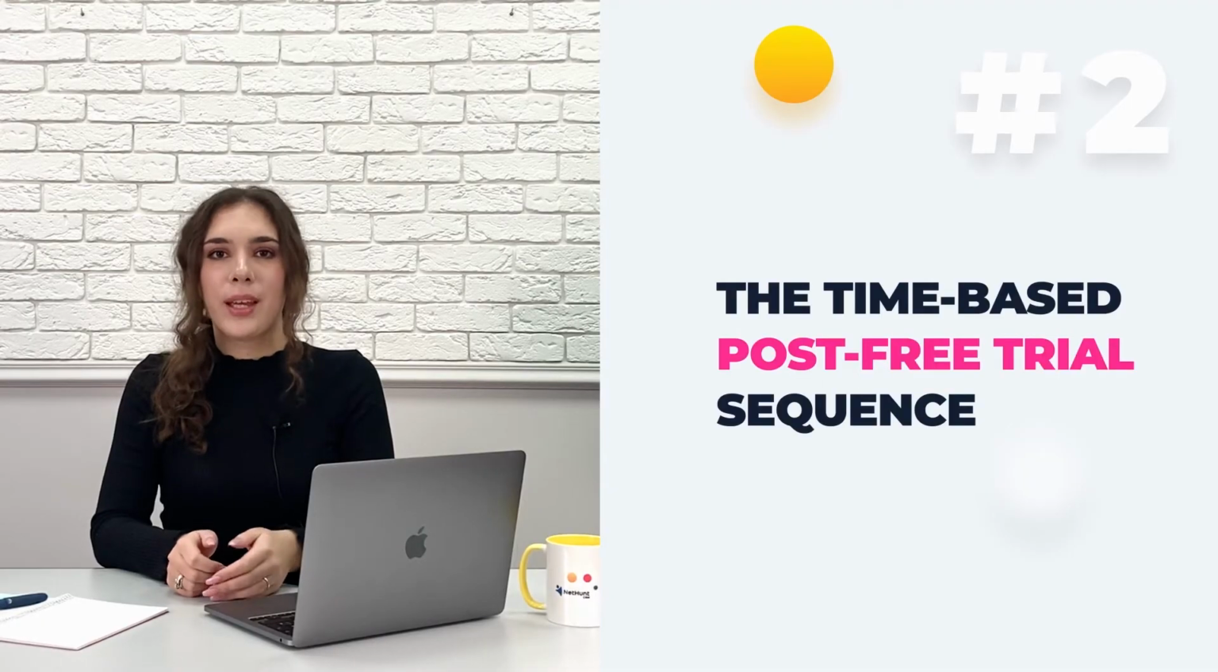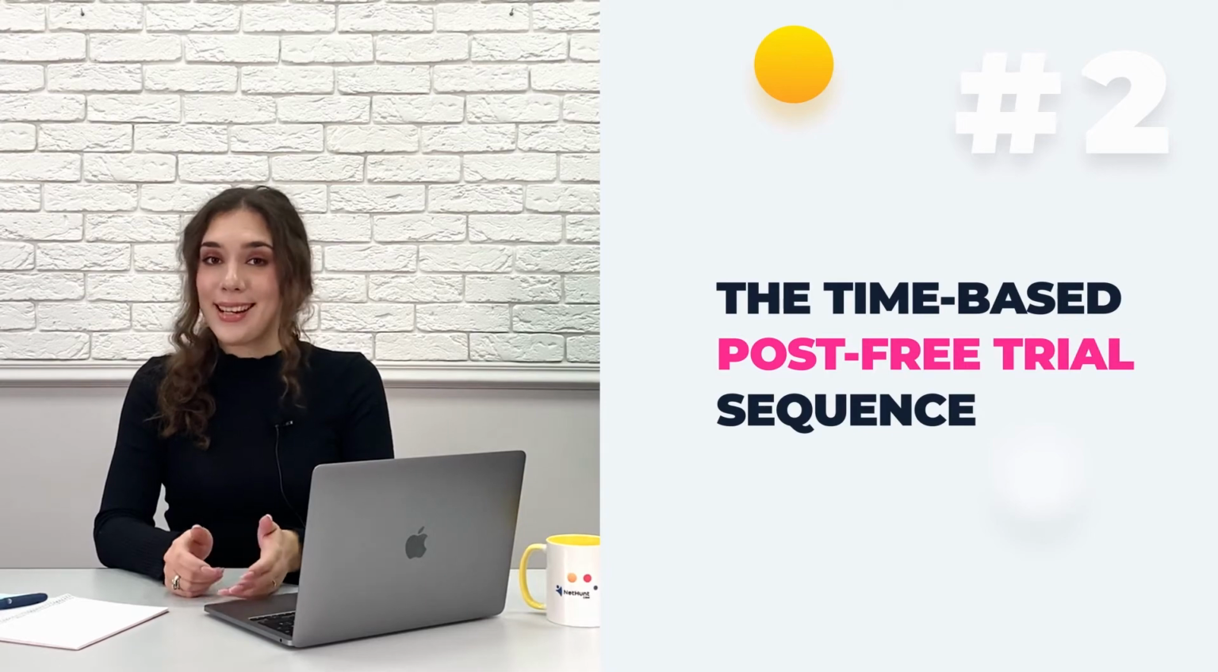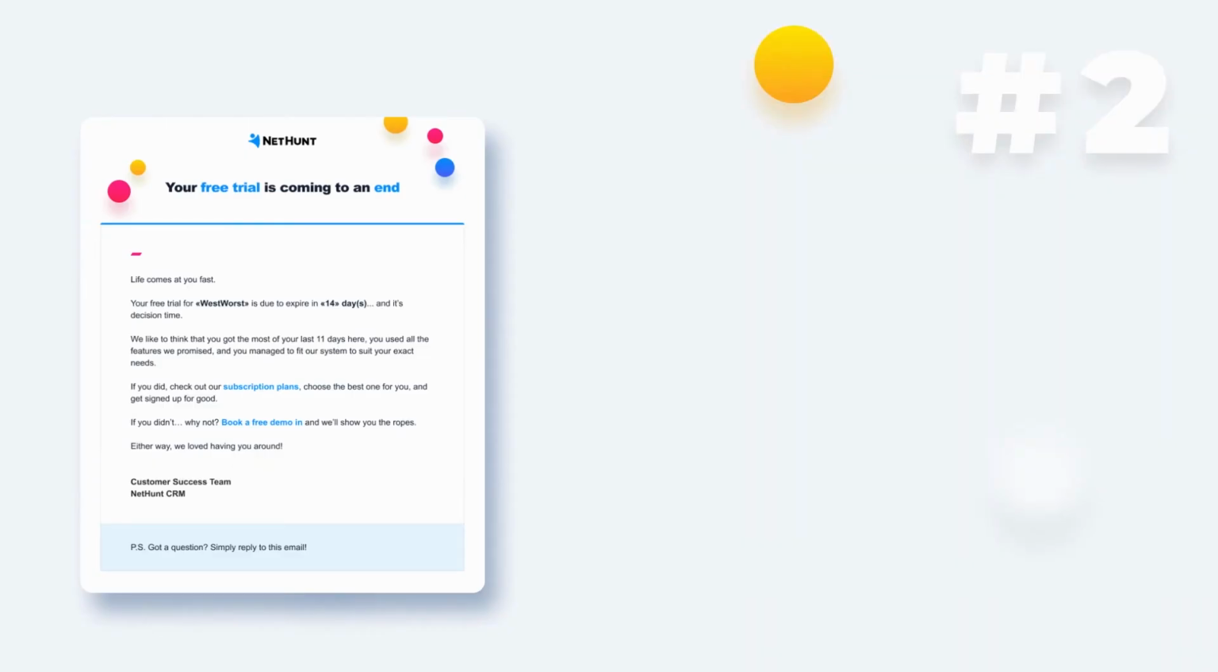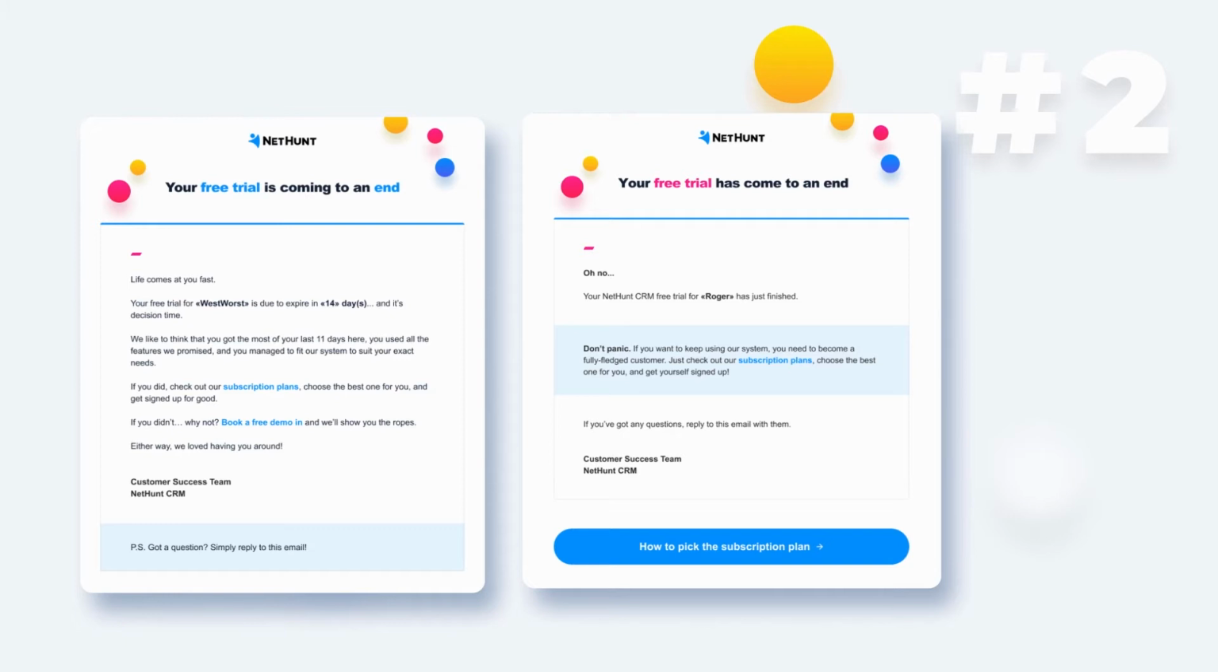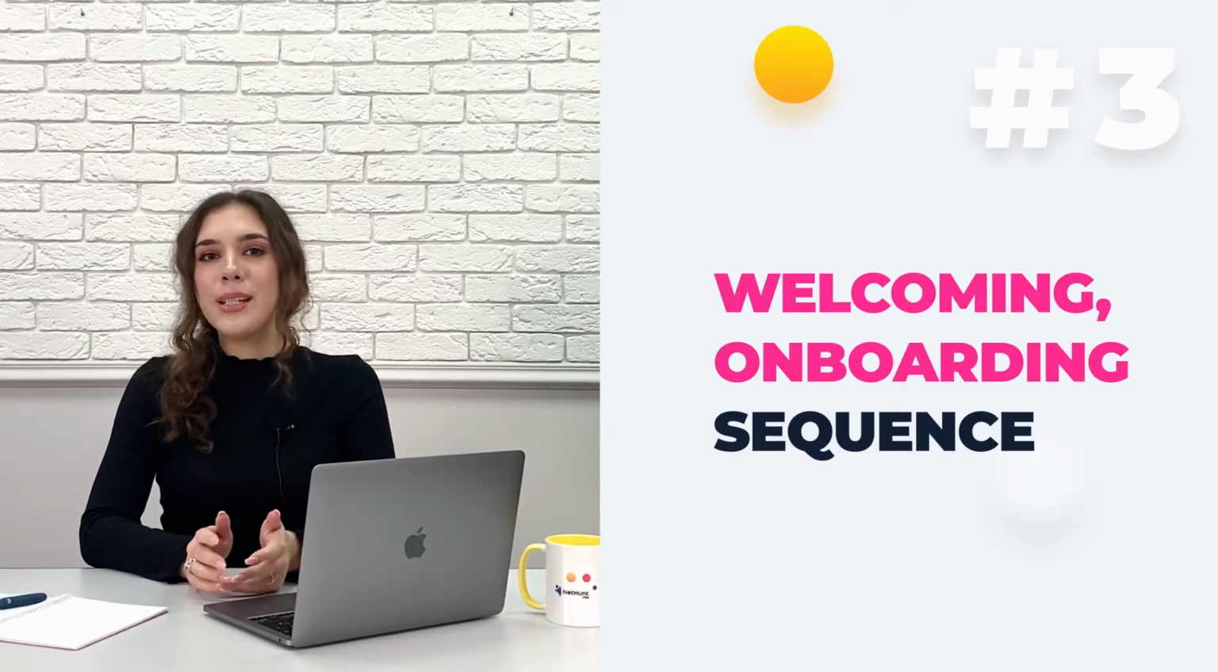Sequence number 2, the post-free trial sequence, a time-based one. So in SaaS, it often happens that a customer signs up for a free trial, then uses it loads, but ends up never buying the full product. A well-timed email sequence can be enough to push them into buying, so make sure to set up the post-free trial sequence. Here's what we send to the NetHunt CRM free trial users once their 14 days of free use come to an end.